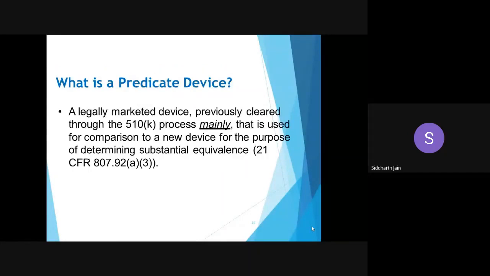Next slide. As I already talked to you about what a predicate device is: a legally marketed device, previously cleared through the 510K process mainly, that is used for comparison to a new device for the purpose of determining substantial equivalence. It means a predicate device is one already cleared by the 510K, and you will get that 510K number or product for the substantial equivalence comparison, head to head. So this is the definition of a predicate device.